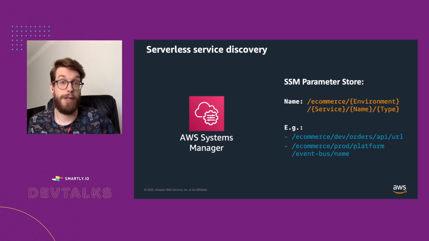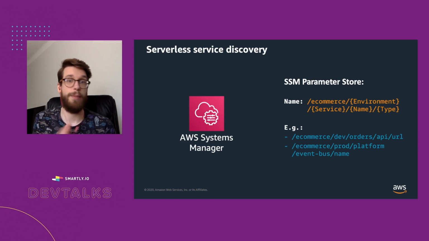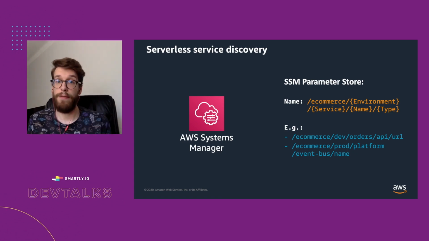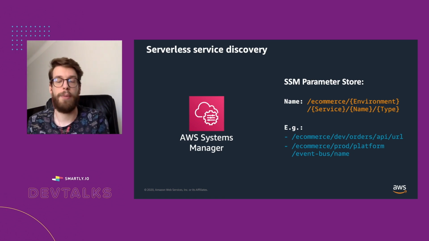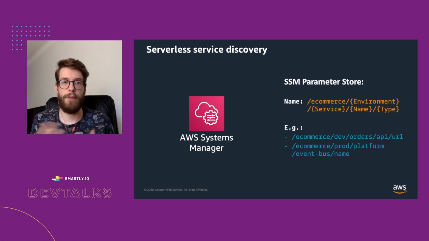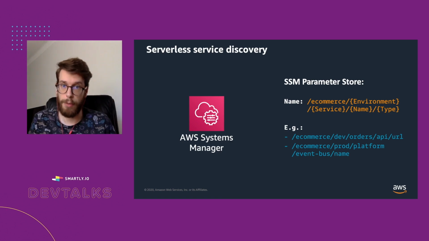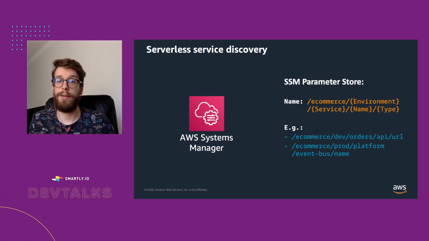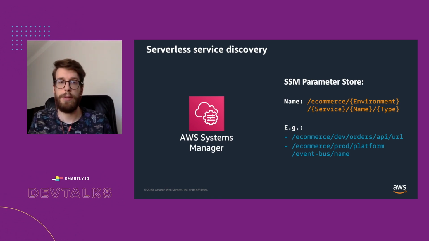In this case, there is a convention on names as well. And that's kind of the naming pattern here. So /e-commerce for the e-commerce platform. And then you have the environment, such as dev or prod, and then the service name, for example, orders, and then the name of the resource and the type of the parameter. So, for example, e-commerce dev orders API URL, that's the URL of the API from the order service for the dev environment of the e-commerce platform, and so on. This way, if I'm in the dev environment, another service needing to consume the orders API, I know what parameter to use.